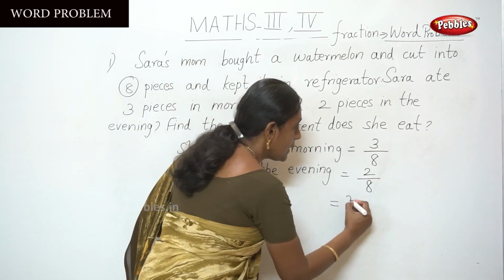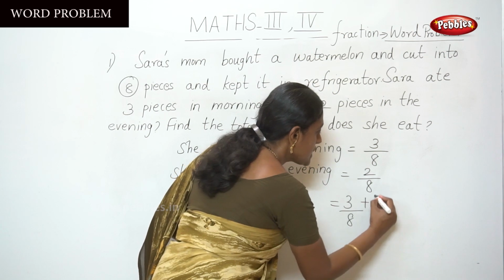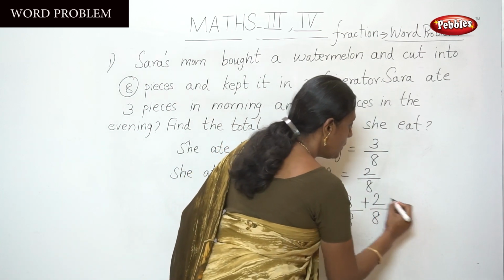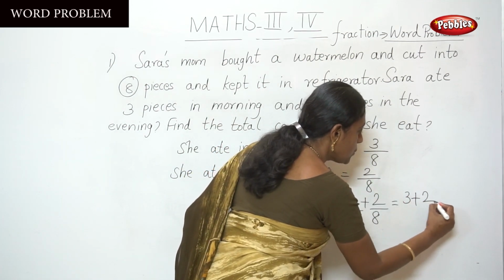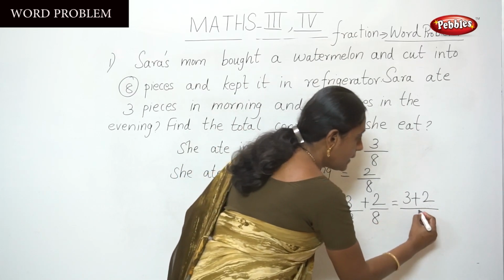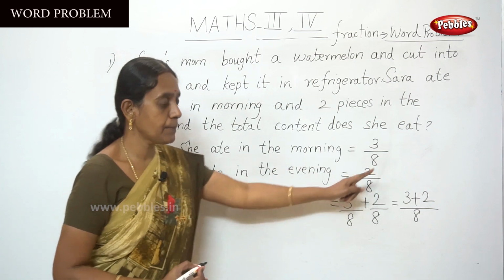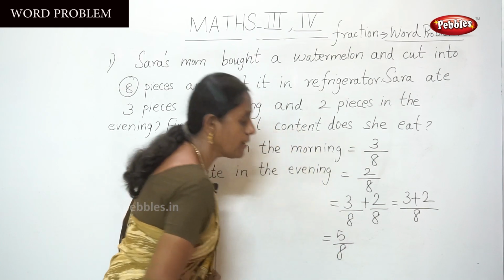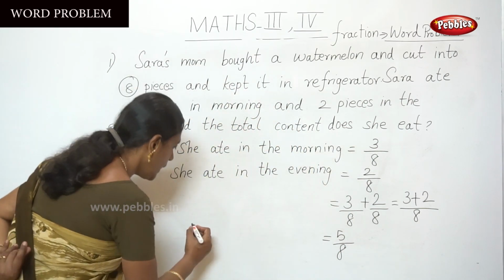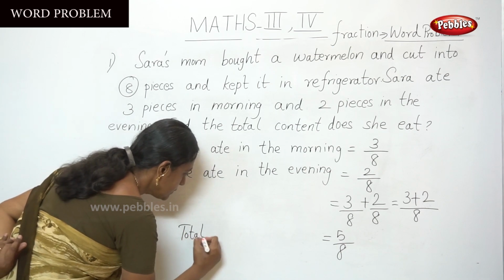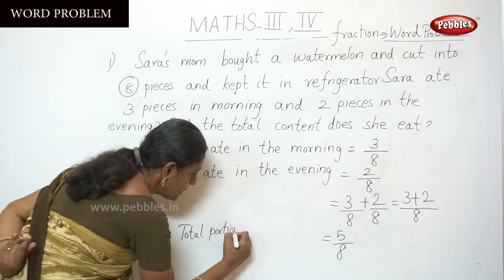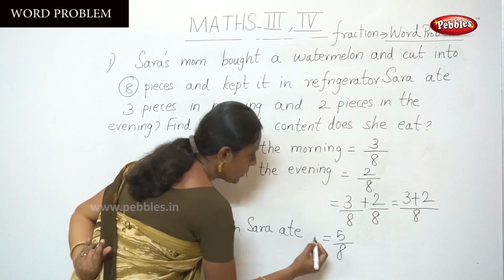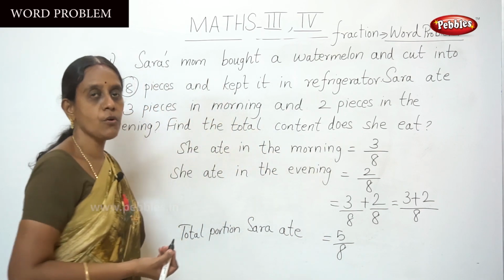Now you have to add these 2 fractions, that is 3 by 8 plus 2 by 8. Put the numerators first, 3 plus 2, and put the denominator 8 here. 3 plus 2 you get 5, and write down the denominator, 5 by 8. This is the total portion Sarah ate. Okay, that is 5 by 8 portion of the watermelon.